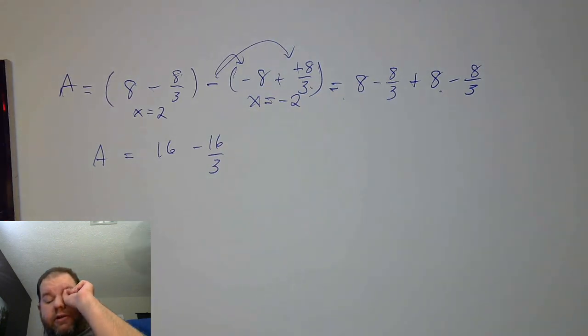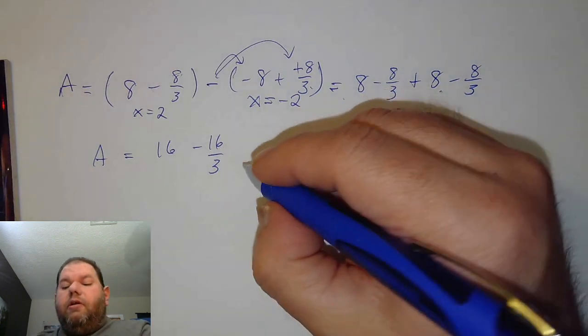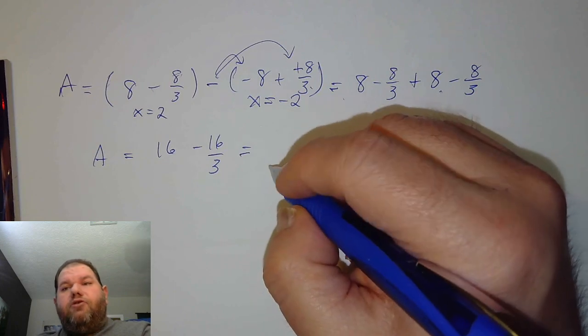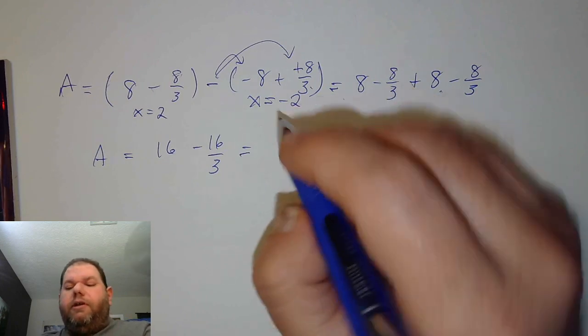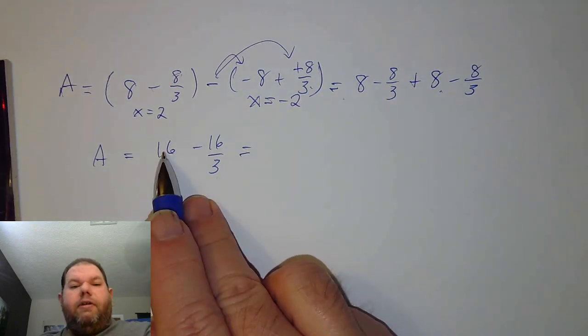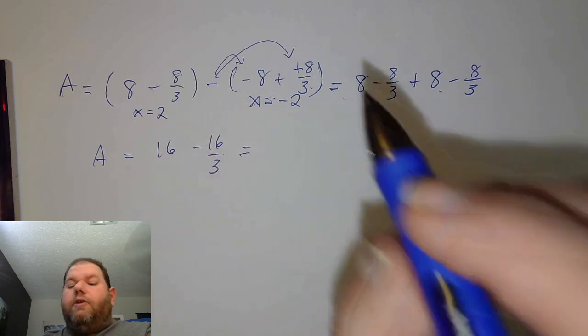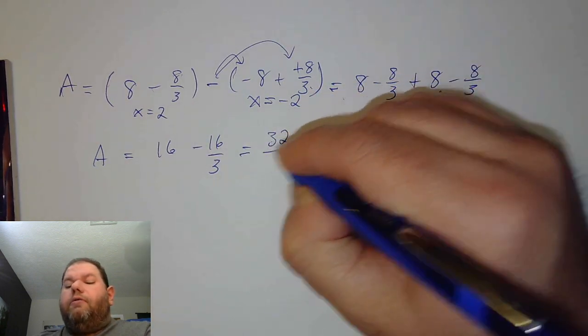And from there we can just, if we want to, leave it as an improper fraction, or we can convert it to a mixed number if we like. 3 times 16 is 48, minus 16 is 32, so 32 over 3.